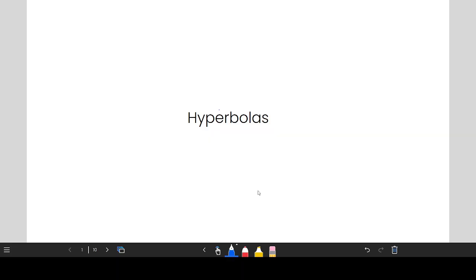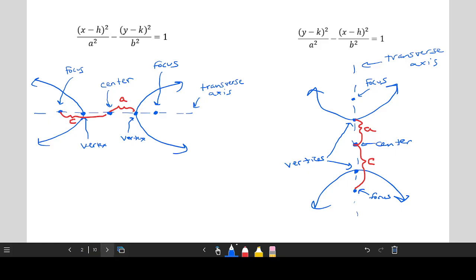In this video, we're going to discuss how to graph hyperbolas. Just to recap what we discussed in the first video on hyperbolas, the equation is going to look something like this or like this. There's subtraction between the terms. So if the x part comes first, the branches open left and right, and the transverse axis is horizontal. If the y term comes first, then the transverse axis is vertical and the branches open up and down.